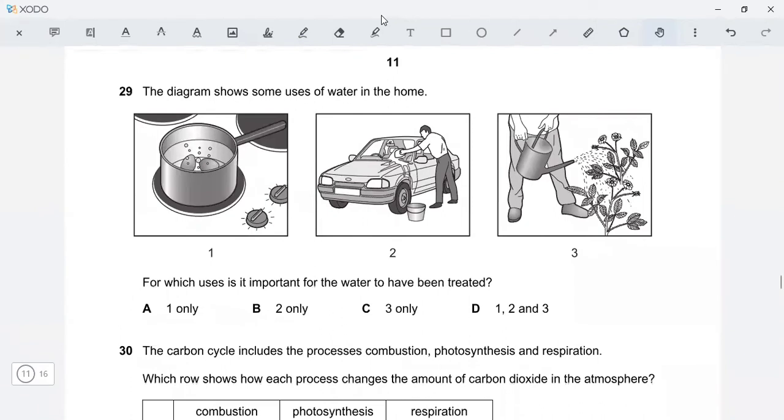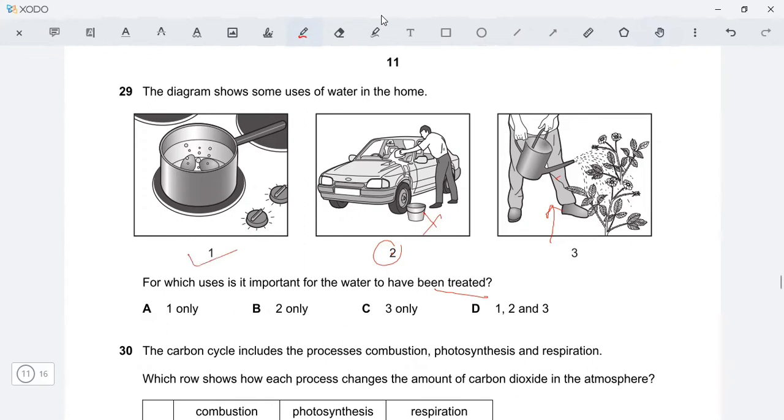Now 21. The diagram shows some uses of water in the home. For which uses is it important for the water to have been treated? So look at the diagram, which seems to be treated water, pure water. Okay, treated water. So the third diagram doesn't seem to be treated water. Here it is just irrigating the plant. And in diagram two, you could see the man is using water to wash the car. So this is not treated water, not at all, right?